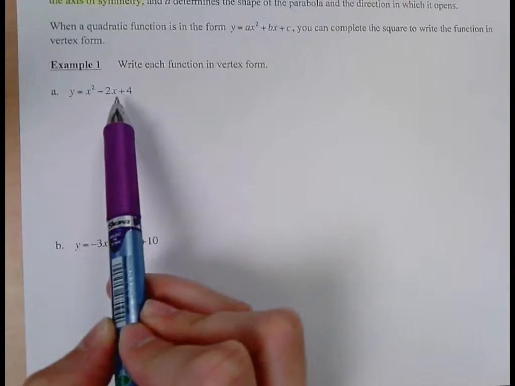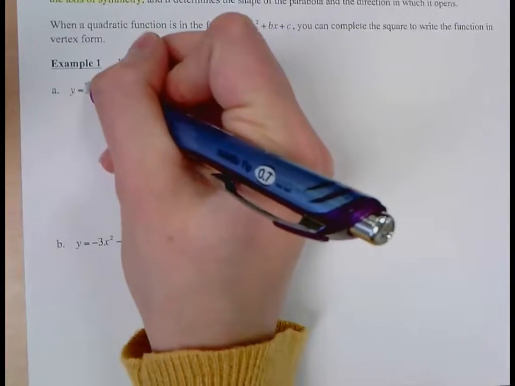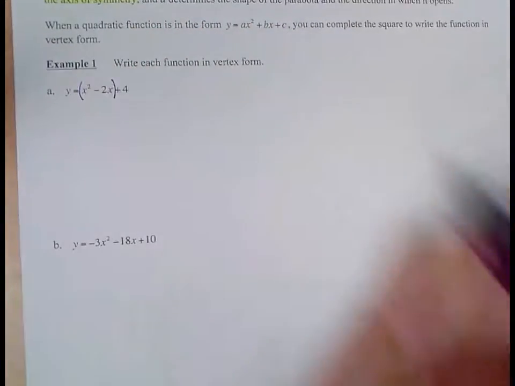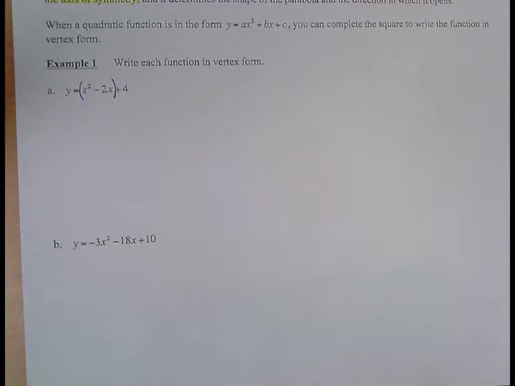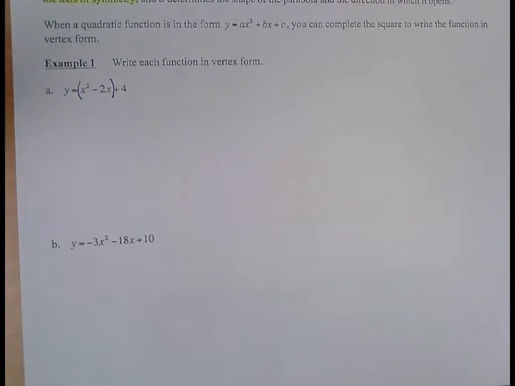But given your equation, what you want to do first is isolate, or rather group together, your x terms. So in this case, we have x squared minus 2x. I'm going to group those together. The plus 4 is still there. I'm not moving it anywhere. It's going to stay where it is, but I'm just going to ignore it for now. It's not part of my completing the square process.